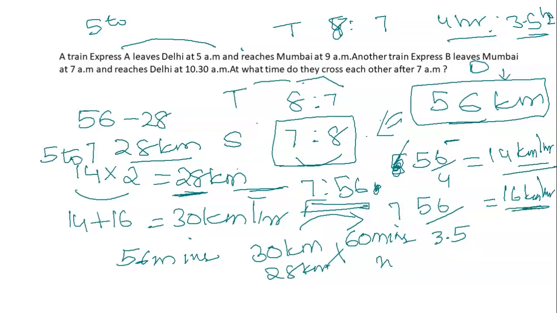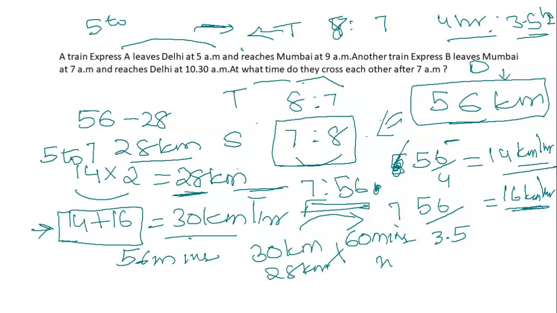The relative speed is going to be what? 14 plus 16 for the next 1 hour, so 30 kilometers per hour, these both can cover. They are in opposite directions, Delhi to Mumbai and Mumbai to Delhi, so opposite direction speeds get added. So 30 kilometers per hour it can travel, but how many kilometers are pending? 28 kilometers is what we have pending.